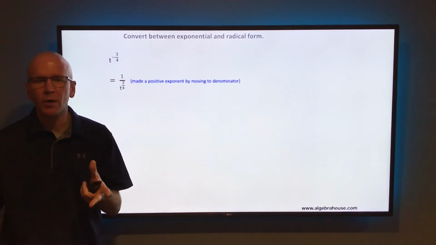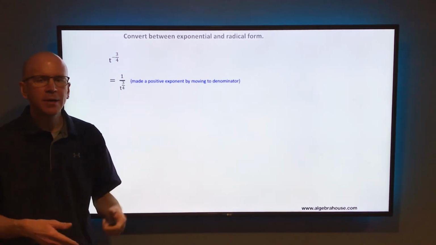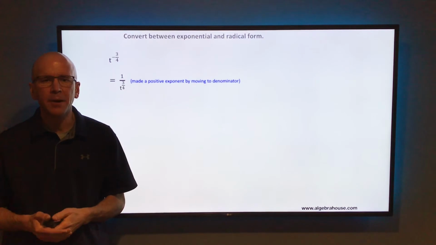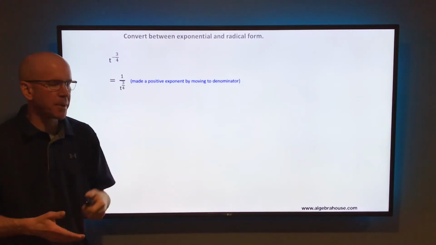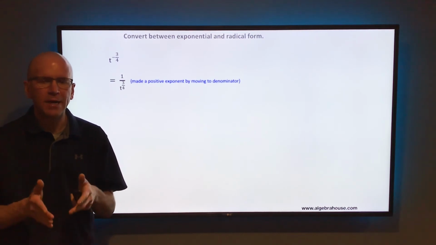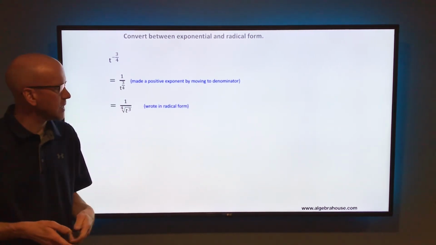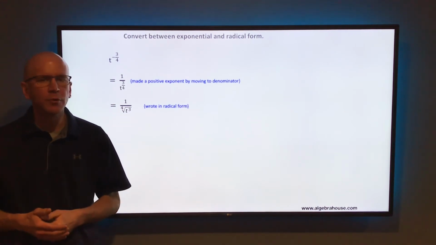You could write that over 1. To make that a positive exponent, move it down into the denominator, and it becomes 1 over t to the positive 3/4. Well, that t to the positive 3/4 power in radical form, going from fractional exponent to radical form, you could write that as the 4th root of t to the 3rd. So it'd be 1 over the 4th root of t to the 3rd.